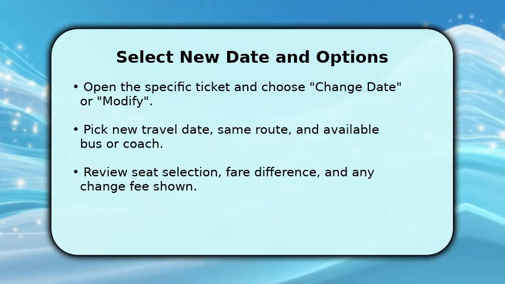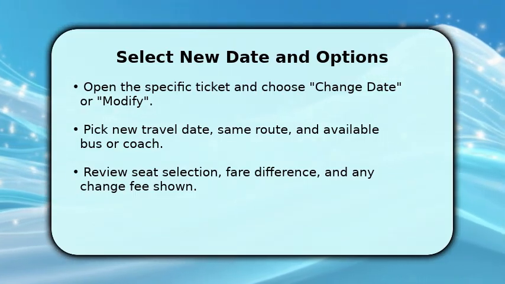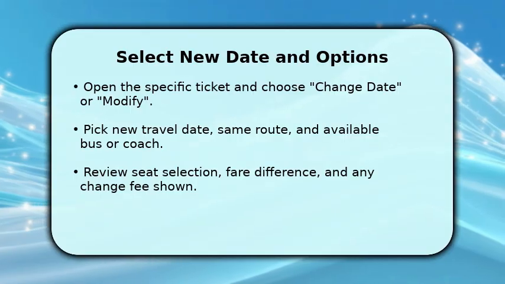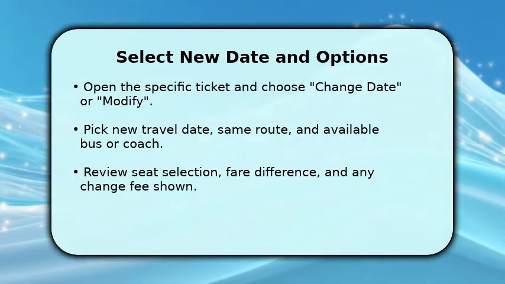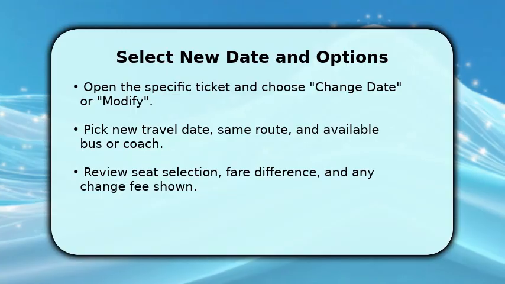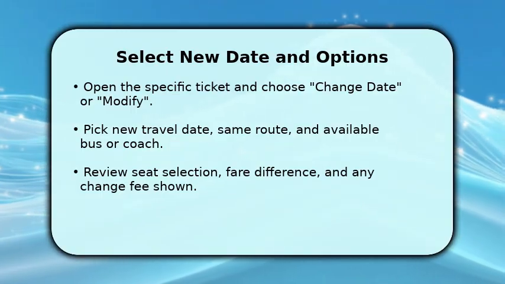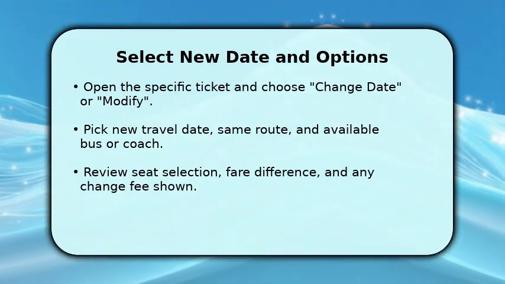Next, Redbus displays the fare difference and a change fee. Study that because it affects total cost. If the price is acceptable, confirm seat and continue to payment. Otherwise, try an alternate date or bus to reduce extra charges.